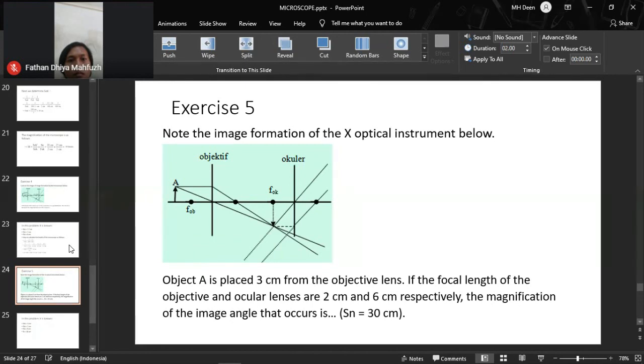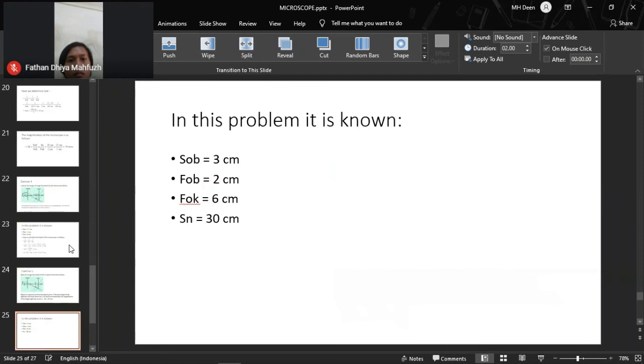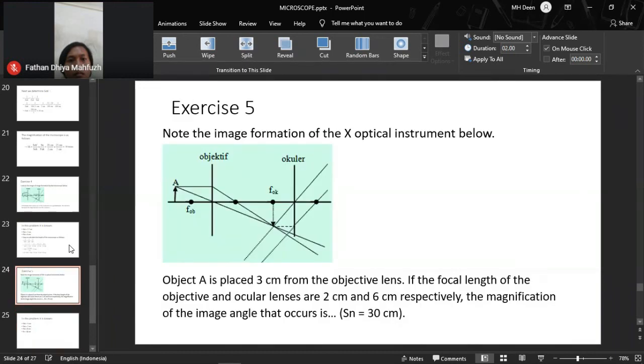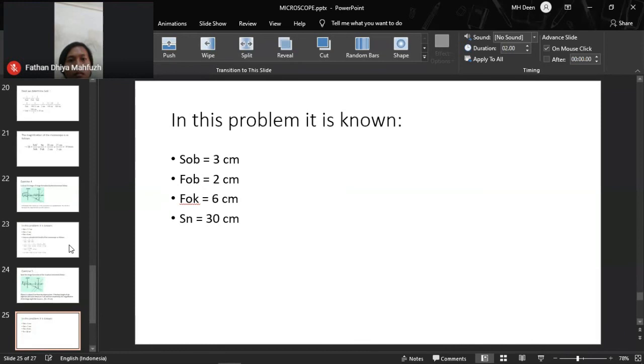Exercise 5. Note the image formation of the optical instrument below. Object A is placed 3 cm from the objective lens. If the focal lengths of the objective and ocular lens are 2 cm and 6 cm respectively, the magnification of the image angle that occurs is, S_N equals 30 cm. Next. In this problem, it is known S_OB 3 cm, F_OB 2 cm, F_OK is 6 cm, S_N is 30 cm. Next.